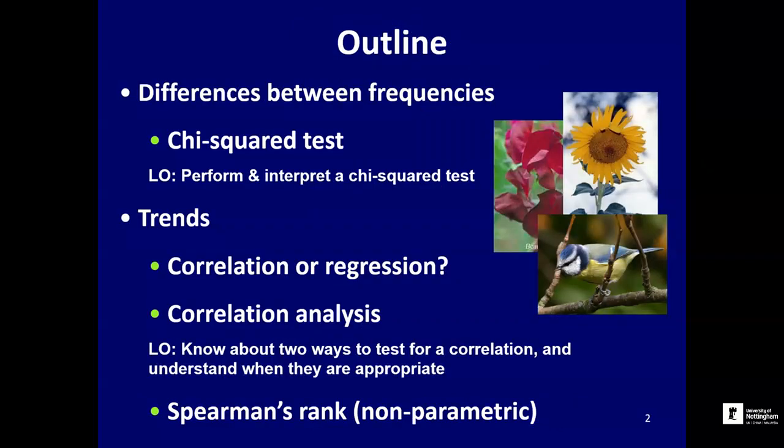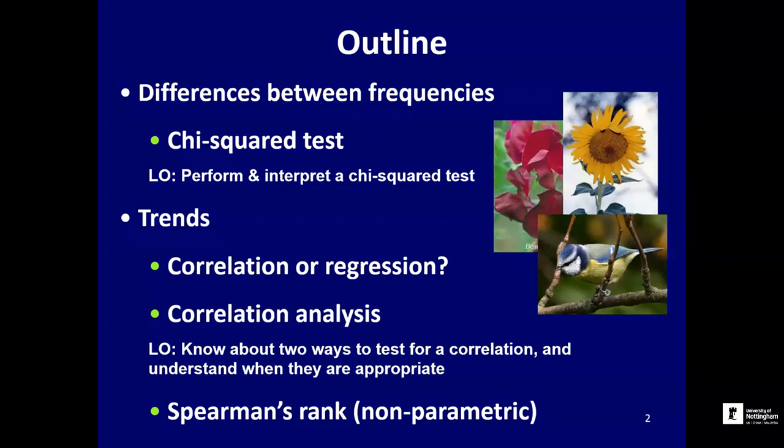So the outline for the lecture as a whole is firstly to address this learning outcome, which is to be able to perform and interpret a chi-squared test. Some of you will have heard of a chi-squared test, some of you will have done one before, but for those of you who don't know about it, it's a test which allows us to look for differences in frequencies. So we're going to look at frequencies which emerge when we count some kinds of data. I'll explain more in a moment. So that's the first job.